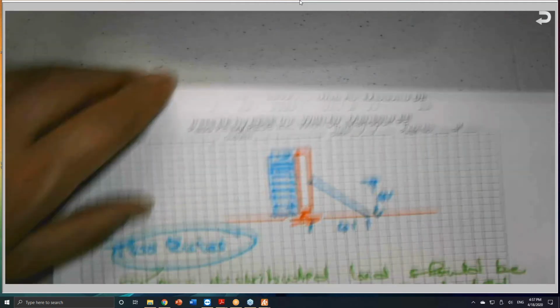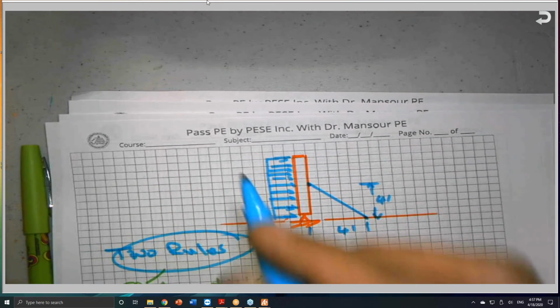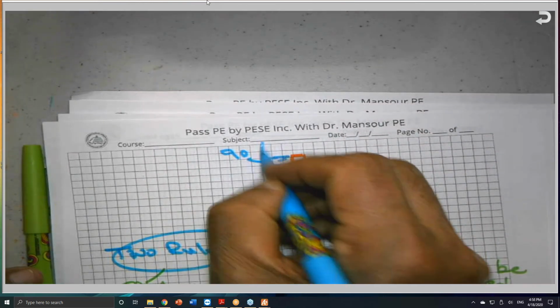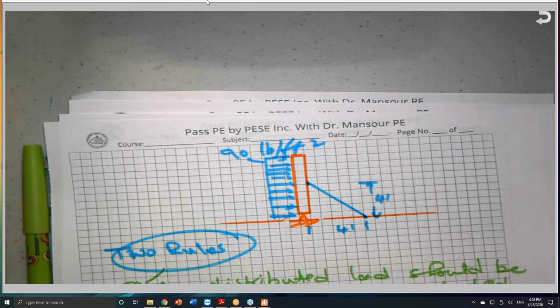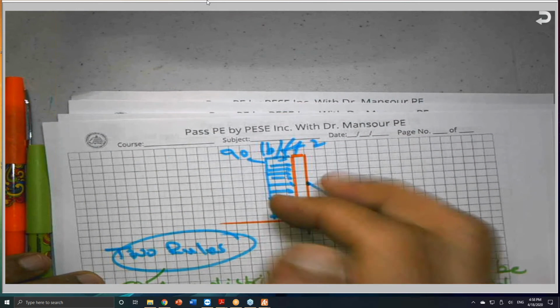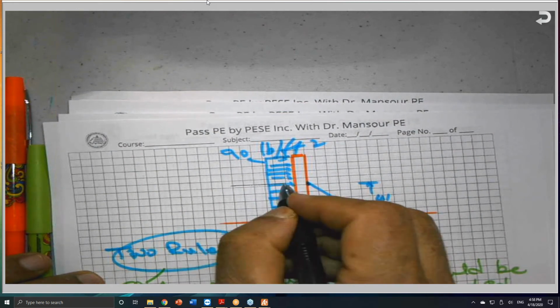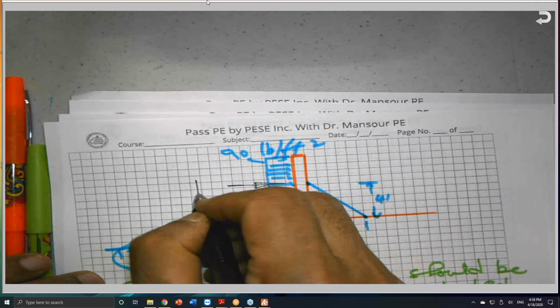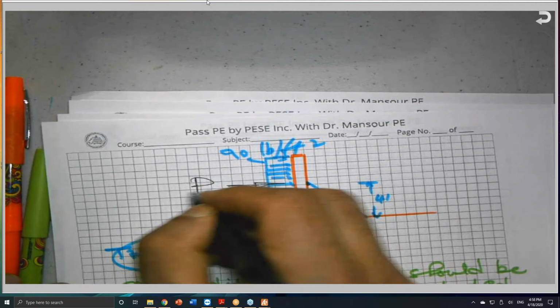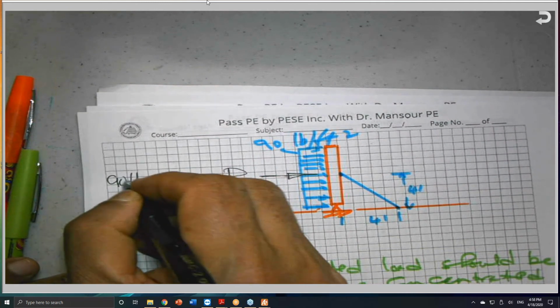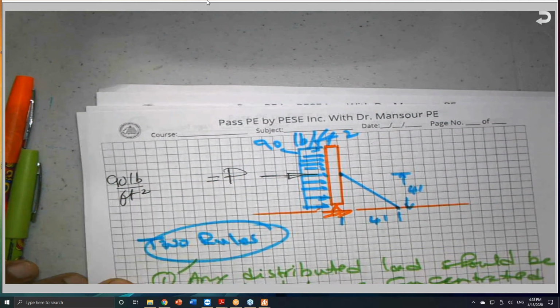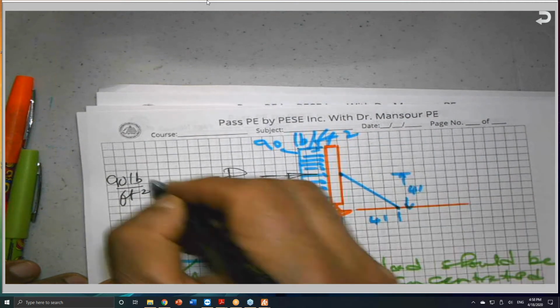So I have here a distributed load of 90 pounds per square foot. I need to replace this with a single concentrated load, and it will act at the middle, at the centroid. This is a simple, uniform load. So I have a load P, and this load P is going to be calculated as follows. 90, and units are very important, 90 pounds per square foot. I have the height here, which is 8 feet.